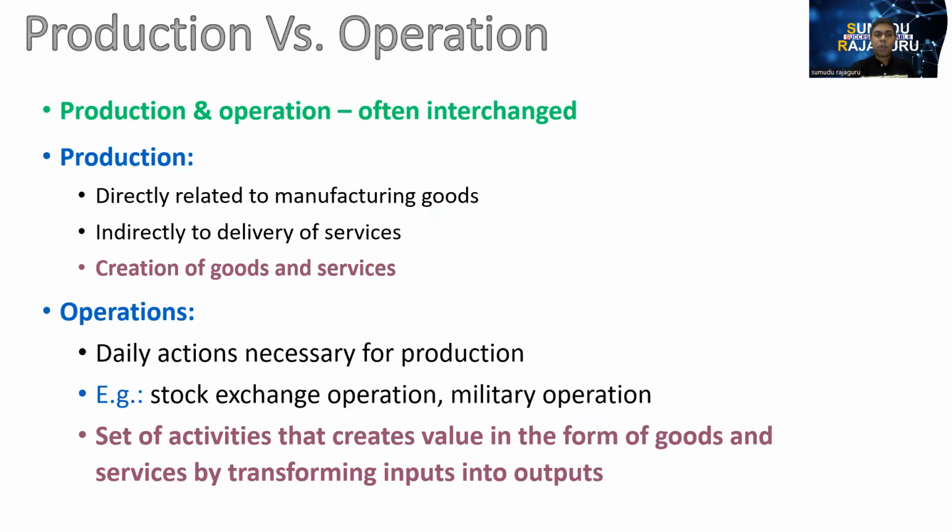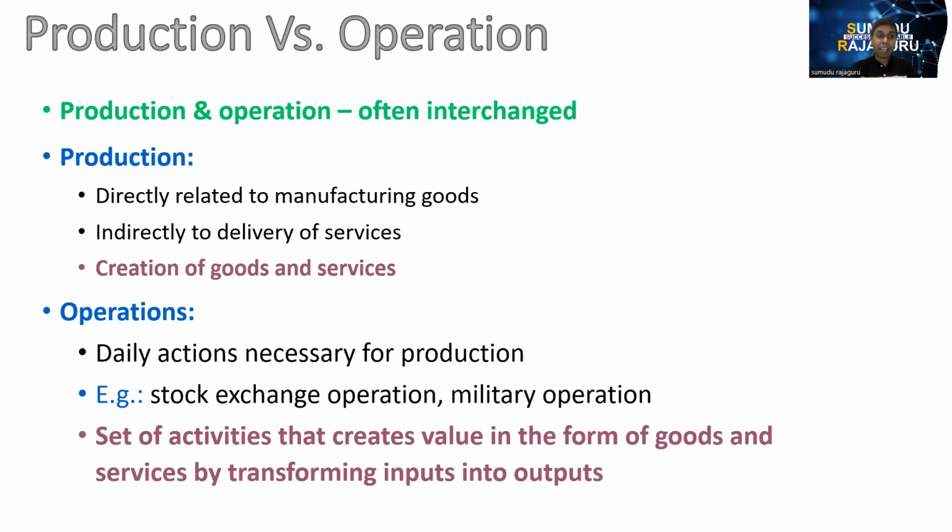So operation is a set of activities that create value in the form of goods and services by transforming input into output. So that is the difference between production and operation.